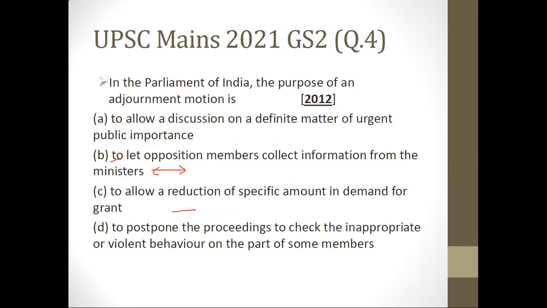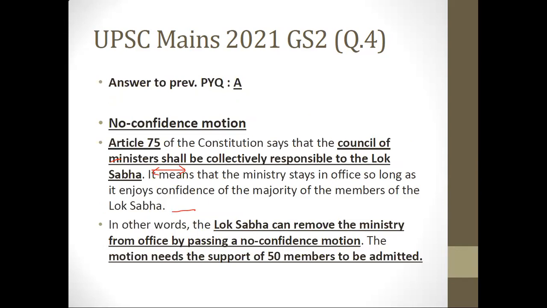So pause me right now and think what would be the answer here. So A is the answer. No confidence motion and censure motion. So again, no confidence motion, when it is introduced, no reason has to be given. And opposition can introduce no confidence motion, and it is introduced against the whole Council of Ministers.